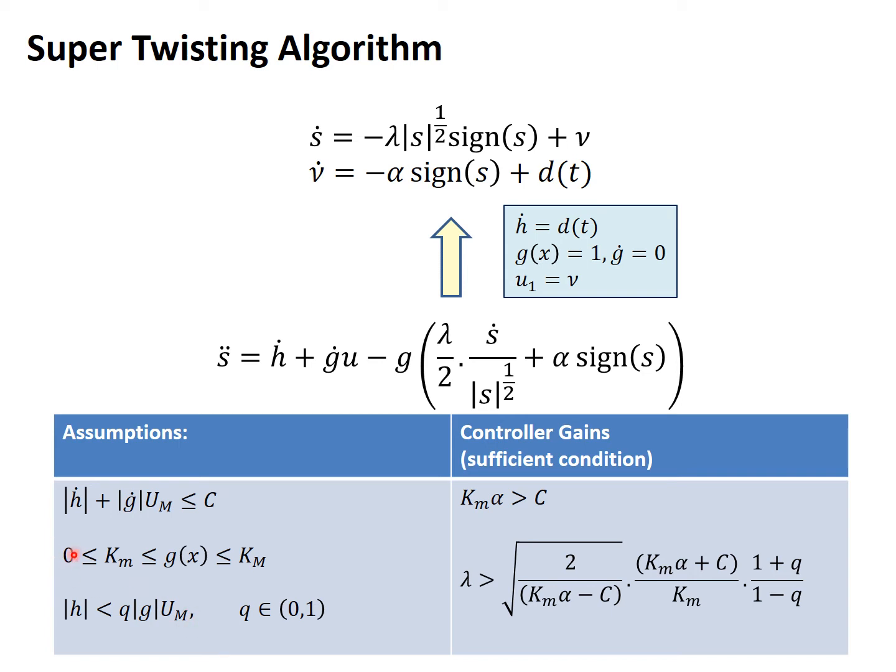Okay. And now these conditions are also there, which you will be able to satisfy, because you know now that h dot is equals to dt, and g dot is 0. So what you need to have? You need to have c more than this bound of dt. So that will determine alpha, and that will determine lambda. So in this way your controller gains will change.